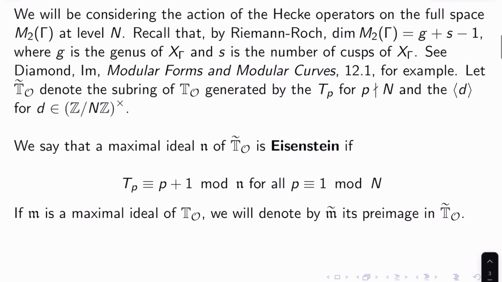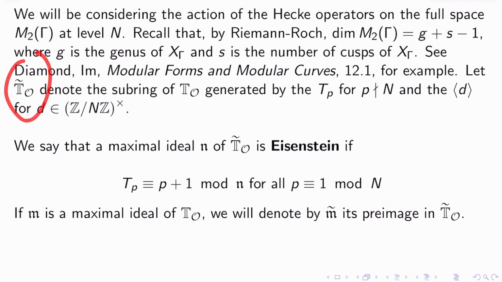So, we're going to begin by considering the action of the Hecke operators on the full space M_2(Γ), the space of modular forms, at some level N. Recall that by Riemann-Roch, the dimension of M_2(Γ) is g + s - 1, where g is the genus of the modular curve X_Γ, and s is the number of cusps of X_Γ, so we can go back to Chapter 3 to learn about this kind of stuff. You can also see Diamond, Modular Forms and Modular Curves, 12.1, for example.